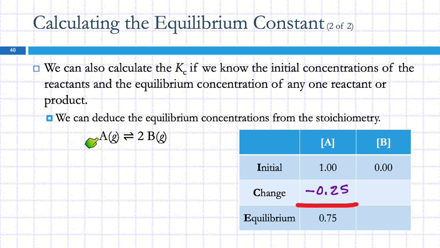So if 0.25 moles of this reacts, how much of this is produced? 0.5, 2 times that, right? So this was the change. So the change for the other one is not negative, it's positive. That's going to be plus 2 times the 0.25. This 2 is from the coefficient.